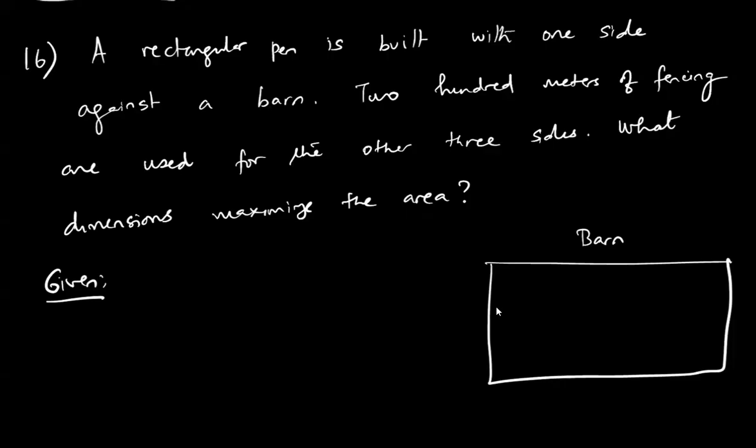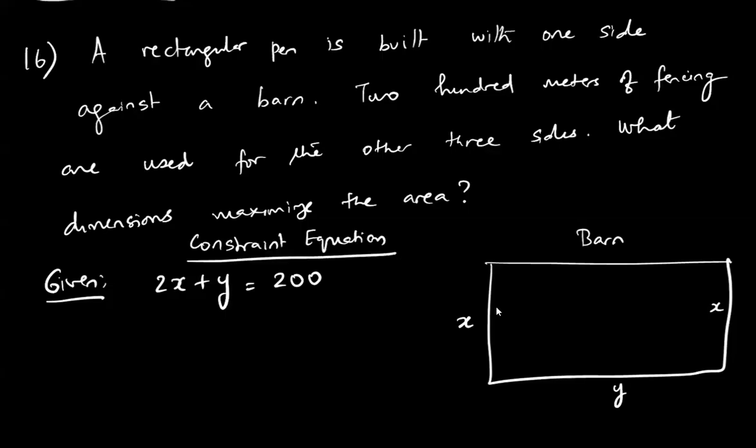What I'm first going to do is declare some variables here. Let's make this x, this also x, and this y. So what is given is that 2x plus y is 200. Now this is our constraint equation. We have only 200 meters of fencing material that we can use. Now, what is our objective? Our objective is to maximize the area.